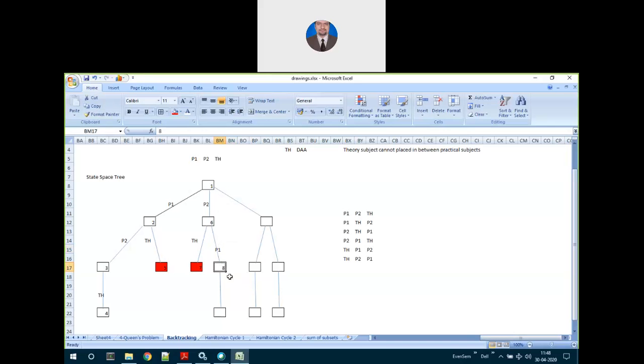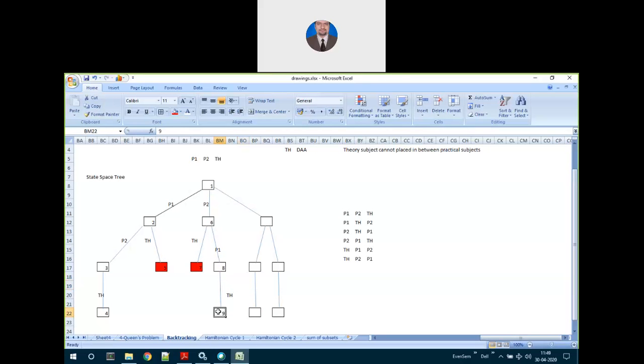Then from 8, I will draw one more node below 8, making it node number 9. Is it possible for me to have the remaining subject, which is TH, over here? Yes, I can have TH over here, because this will not violate the bounding function. This TH will not be placed in between the practical subjects. So this is also one of the solutions. In this DFS path 1, 6, 8, 9 gives me one of the solutions to the given problem.